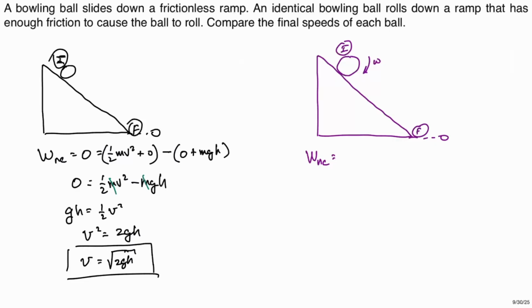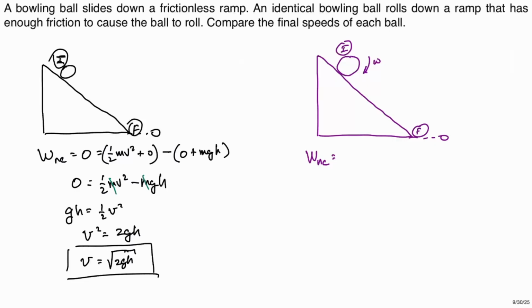This is a rolling object, so it has to be static. Okay? Static friction is a conservative force. Static friction is going to be handled by 1/2 I omega squared. Static friction is what's causing the omega in the first place, right?